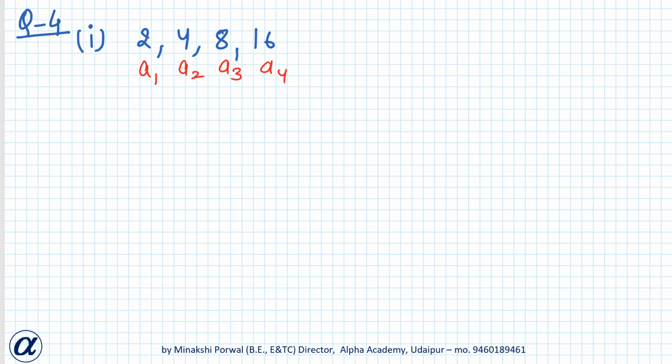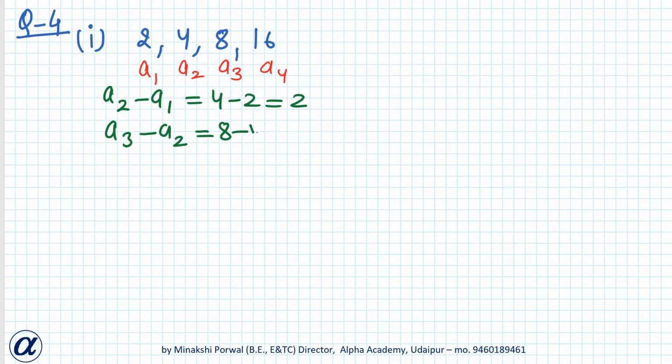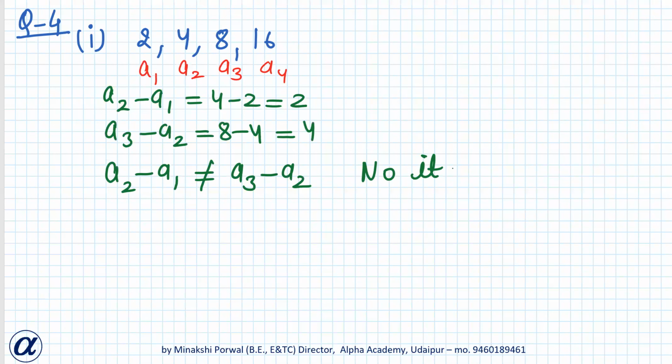So first step, A2 minus A1, that is equal to 4 minus 2, that is equal to 2. A3 minus A2, that is equal to 8 minus 4, that is equal to 4. So, okay, this is not AP. Okay. A2 minus A1 is not equal to A3 minus A2. So, no, it is not AP.